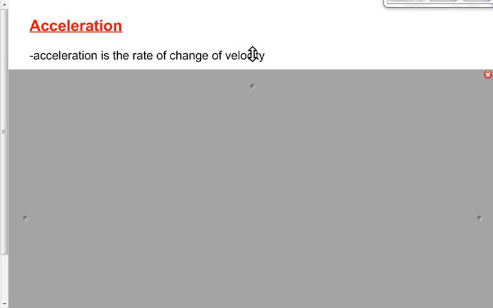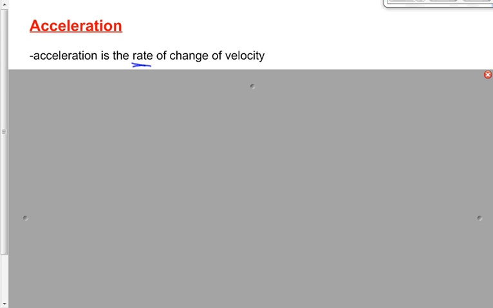We know intuitively what acceleration means, right? Acceleration means speeding up, or for that matter, slowing down. What's the real definition for it, though? Not the intuitive thing, not the way that we kind of understand it commonly, but the real definition for it. Well, acceleration is the rate of change of velocity.